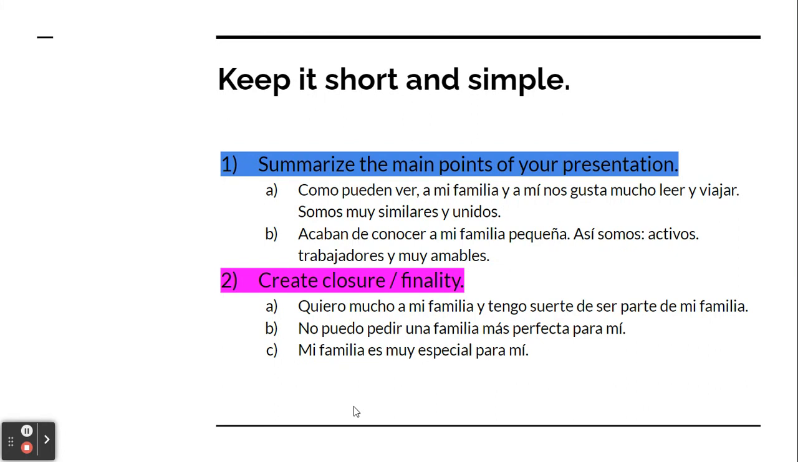After you summarize the main points of your presentation, go for a sentence that creates closure or finality. Quiero mucho. I love my family so much. Quiero mucho a mi familia. Y tengo suerte. I am so lucky. Tengo suerte de ser parte de mi familia. No puedo pedir. I can't ask for una familia más perfecta para mí. Mi familia es muy especial para mí.